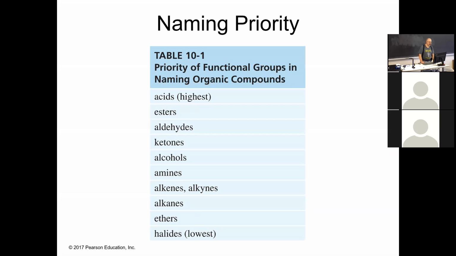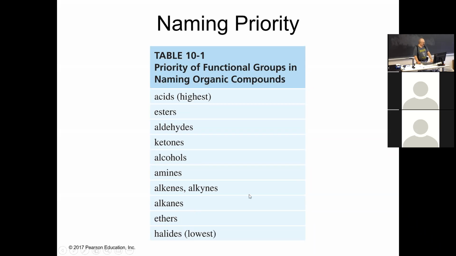Okay, so this is an overview of the priorities of functional groups. Several of these we haven't covered yet. Halides are the lowest. Also nitro groups, NO2 groups, are way down at the bottom. Any alkyl substituents would be at the bottom.